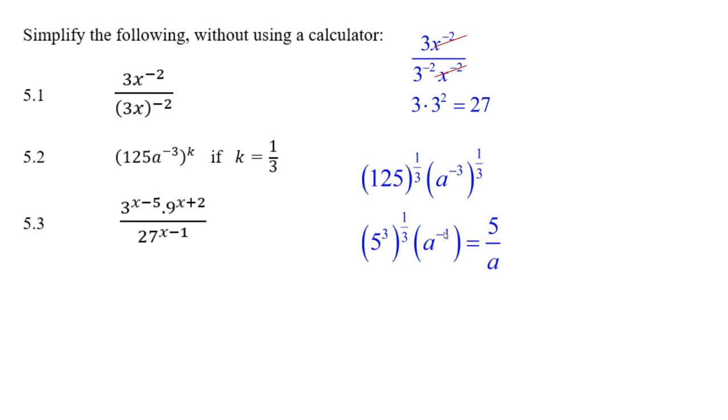And what does a to the -1 mean? It means 1 over a. So your final answer is 5 over a. That's a little tricky for some people. It takes some practice to get good at that.